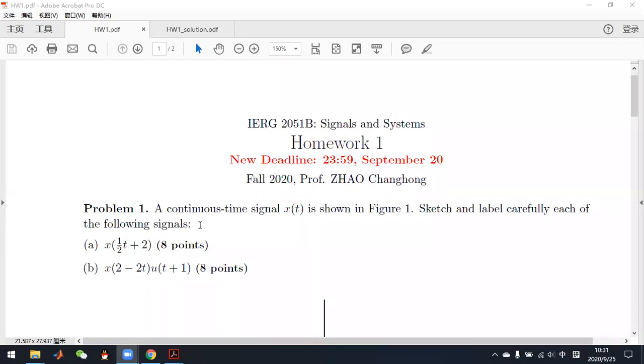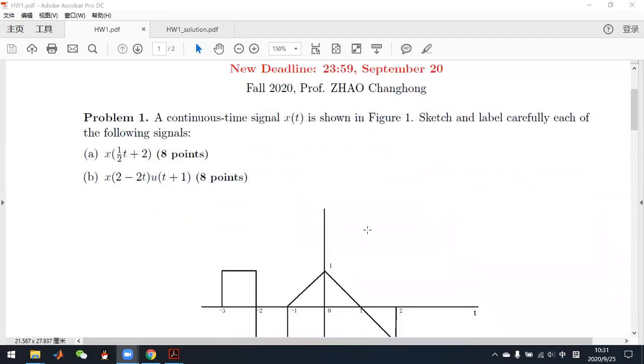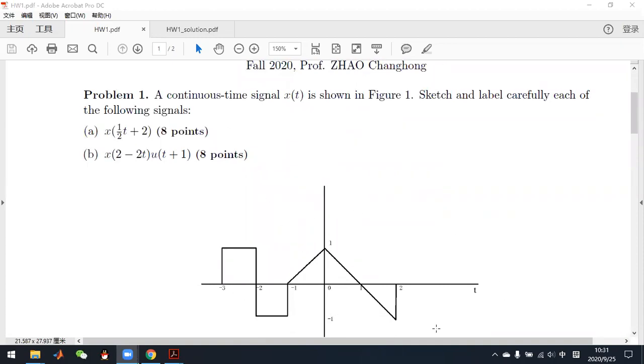The first one is: there is a continuous time signal x of t, and you are asked to sketch and label each of the following signals. The first one is x of 1 over 2 t plus 2. This is a problem about the time domain transformation of the continuous signal. So let's do it step by step.